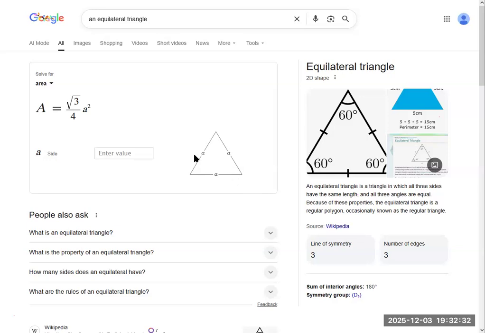So everything about it is equal. That's why it's got the word equal in the name. Not exactly equal, but yeah. That's it. That was very good. Well done. Very good.